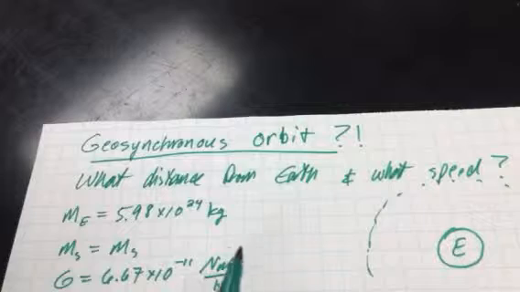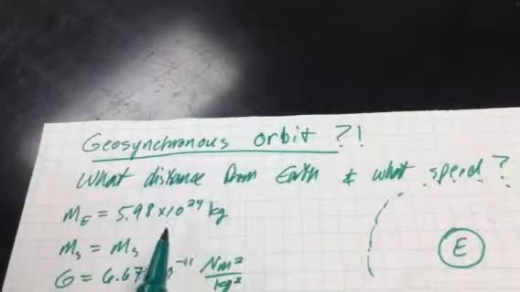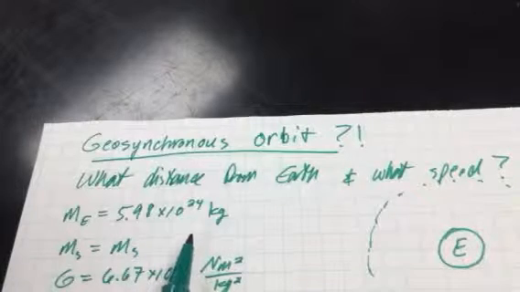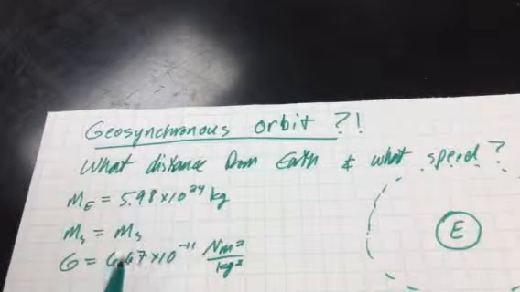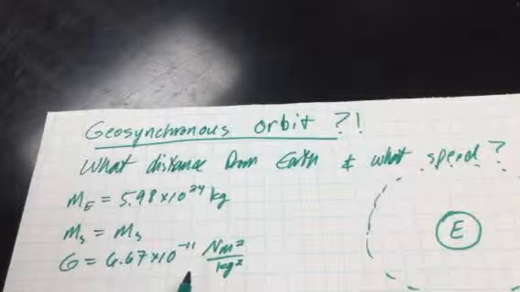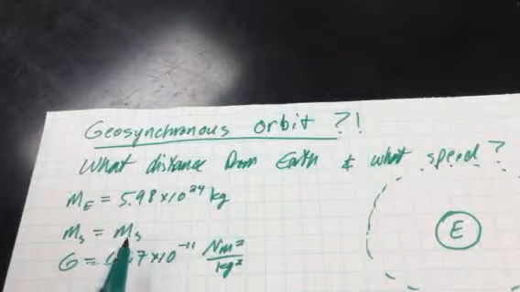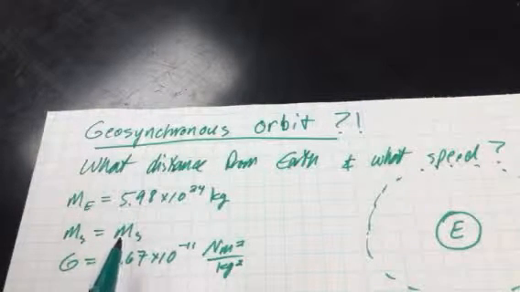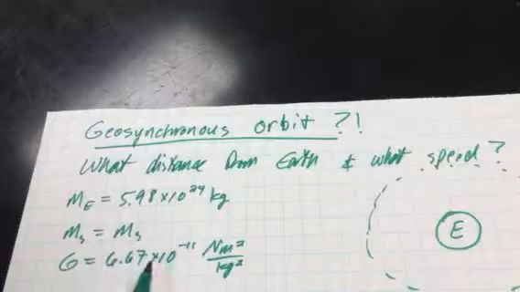So as far as some of the things we know, I've already pre-filled this stuff in. We know the mass of the Earth. That's pretty readily available information, and we know obviously the universal gravitational constant. We are not given the mass of the satellite, so I'm just leaving that right now as m sub s. We'll come back to that later.